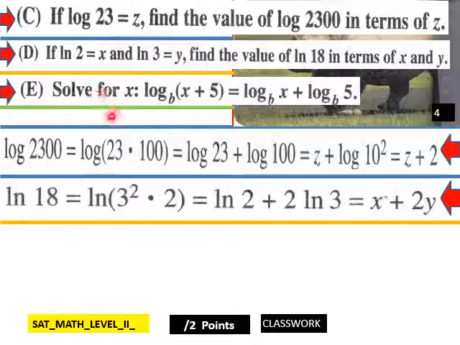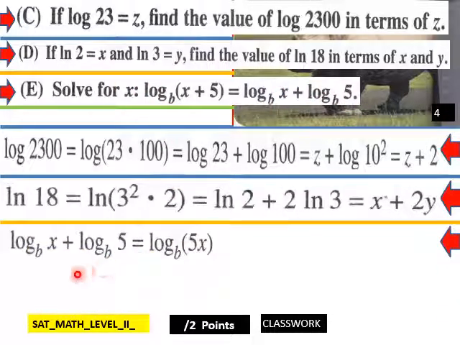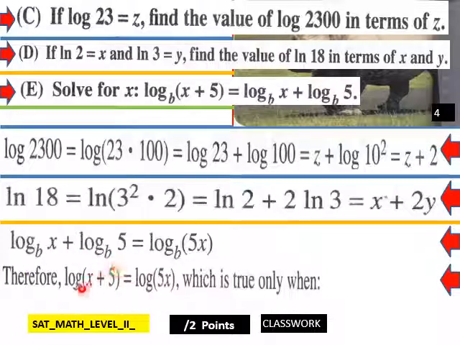And then solve for x here. Log base b of x plus 5 equals log base b x plus log base b 5. So for that one, you have log base b x plus log base b 5 will equal log base b 5x, because you multiply these two together, because you're using your sum property of logarithms.